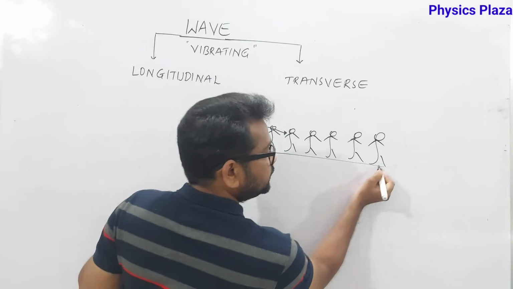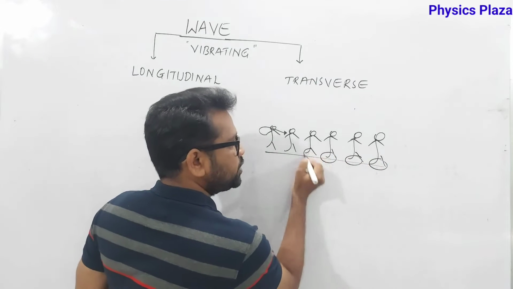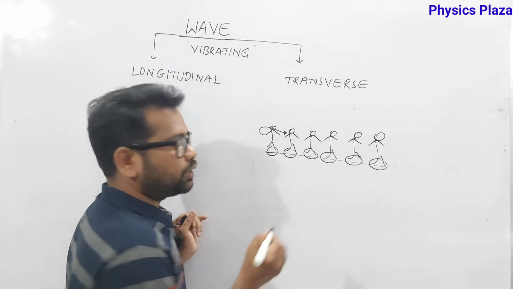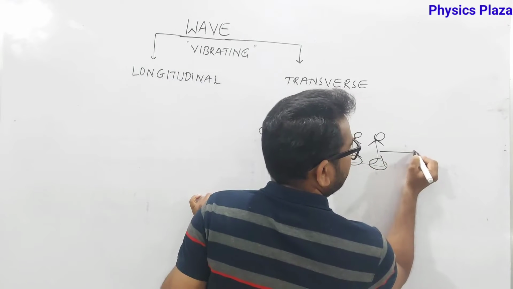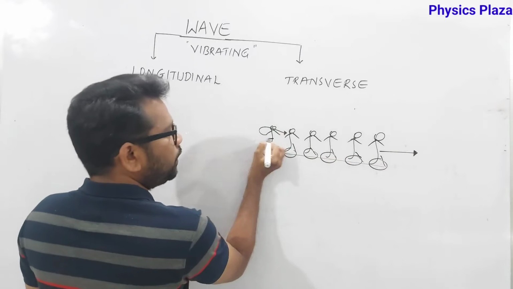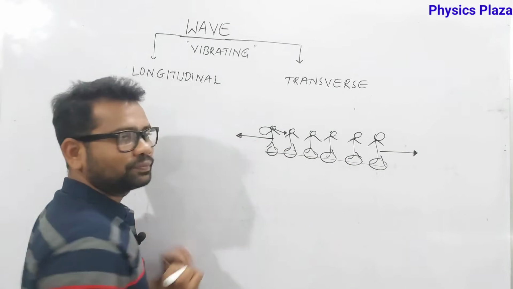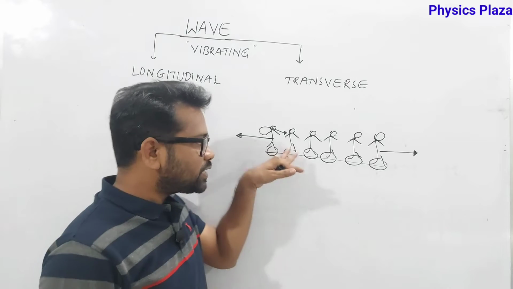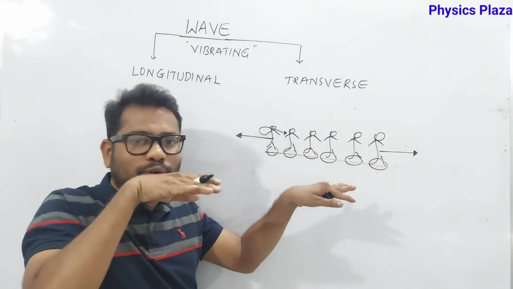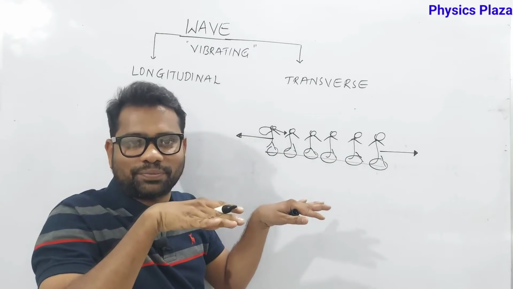And strictly they are fixed to their position. Either they are moved like this, bending forward or backward. Am I clear, children? So this is called actually to and fro motion. To and fro motion. Okay?